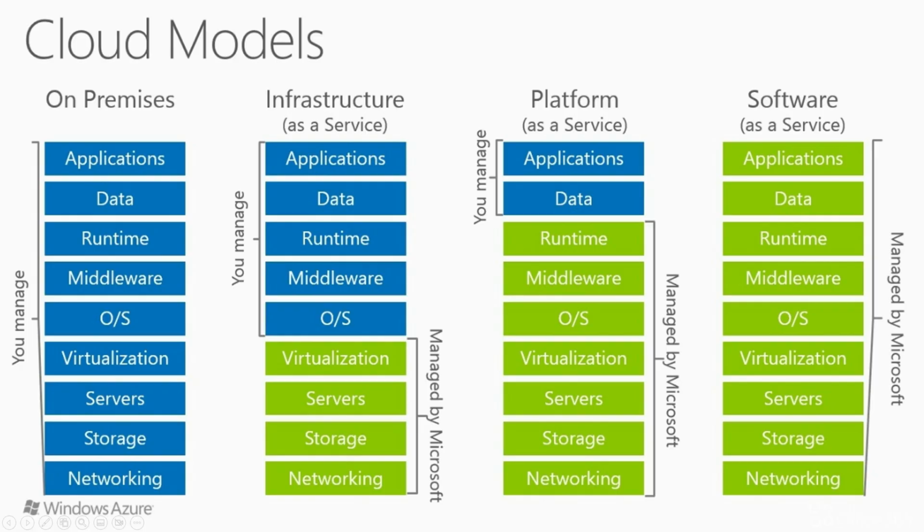Cloud models: we have many models. On-premises means we need to take care of everything: application, data, runtime, middleware, everything. We need to install, take backups, and do all the monitoring. But if we take infrastructure as a service from the cloud provider, then these things are managed by the cloud provider. Take the example here: Microsoft will take care of that, and this part we will manage.